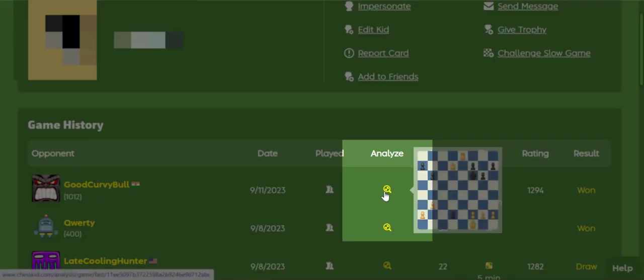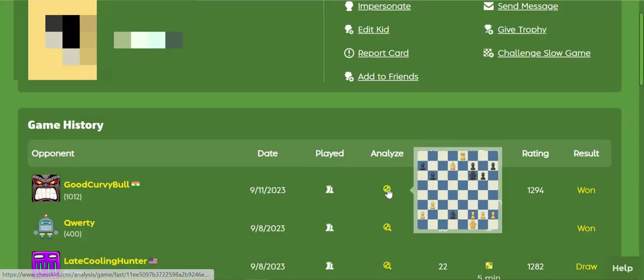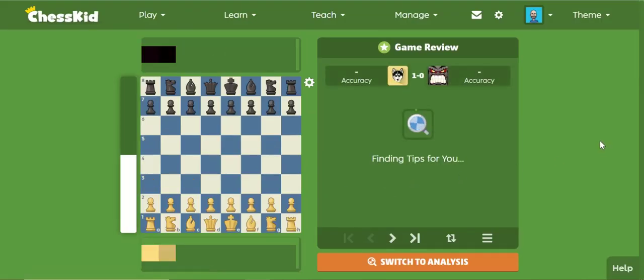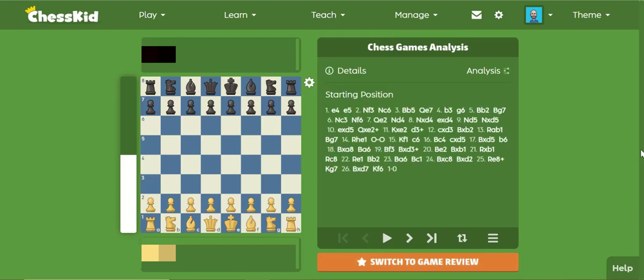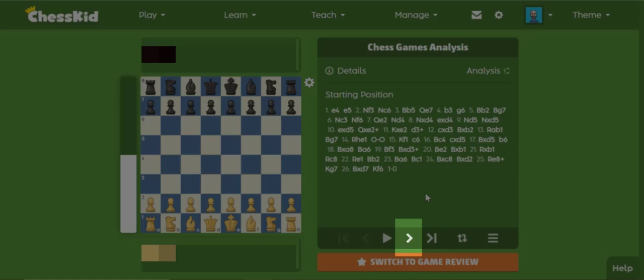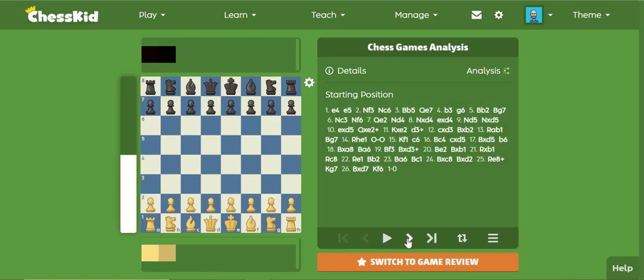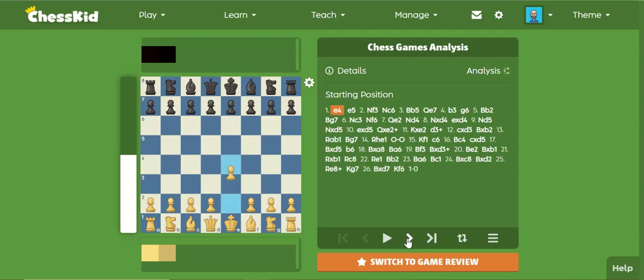And if you look here where it says Analyze, if you click that, it will take you to this page where you can actually look at your game and see where you made mistakes. The switch to analysis does work for me, so I'll go ahead and click that, and it'll show you the moves that were made in the game. And if you go to this arrow right here, you can go move by move through your game.